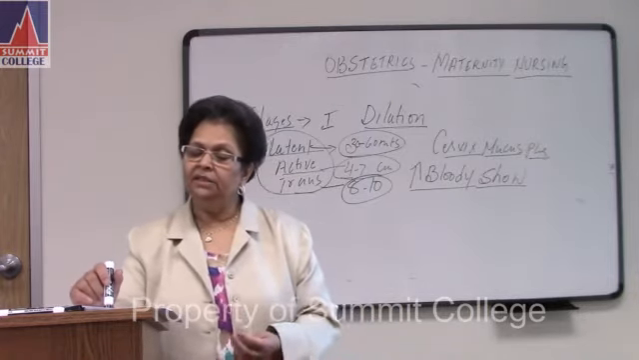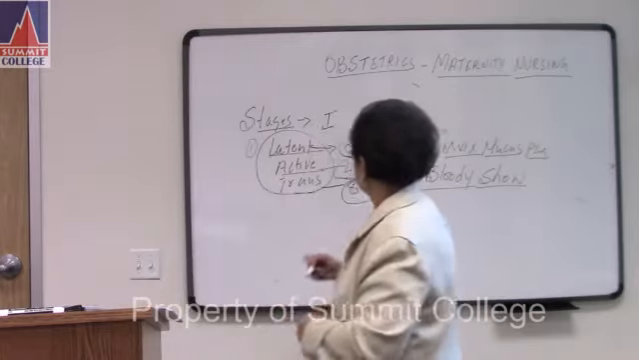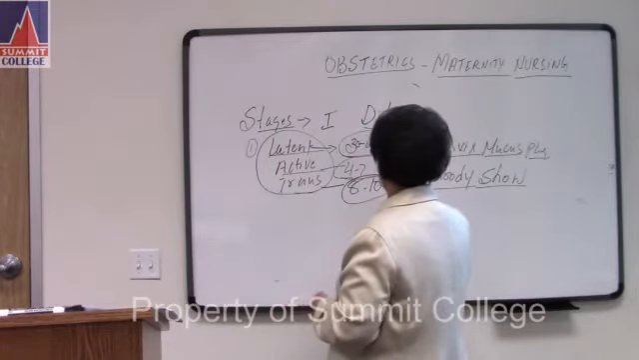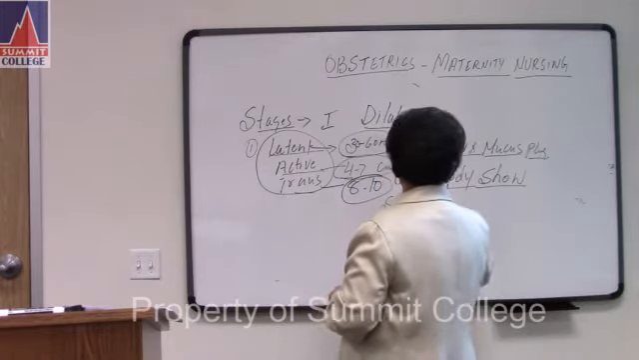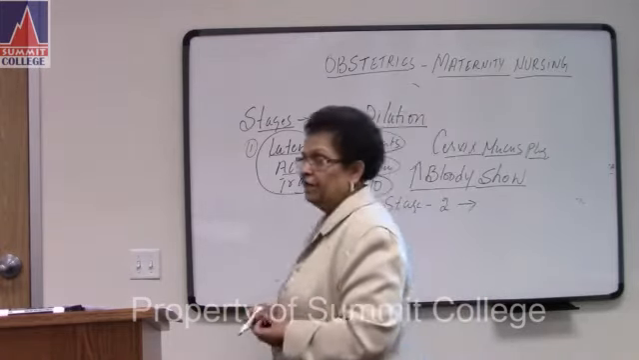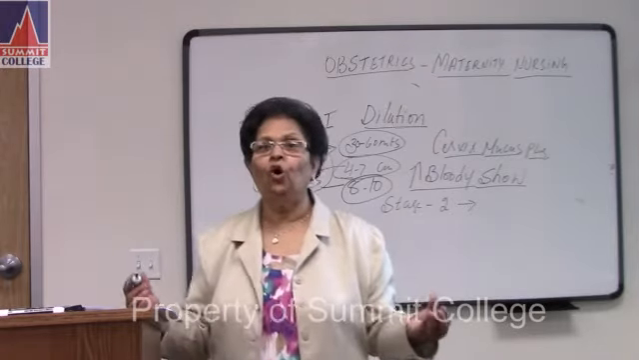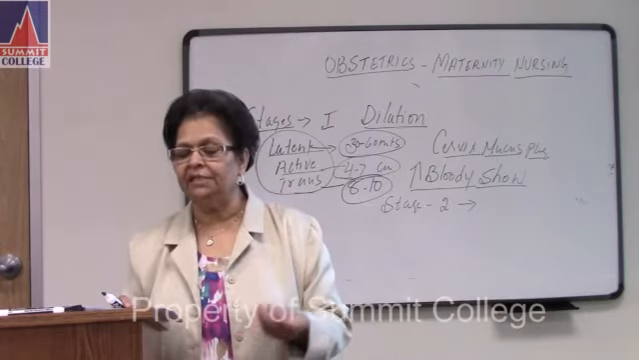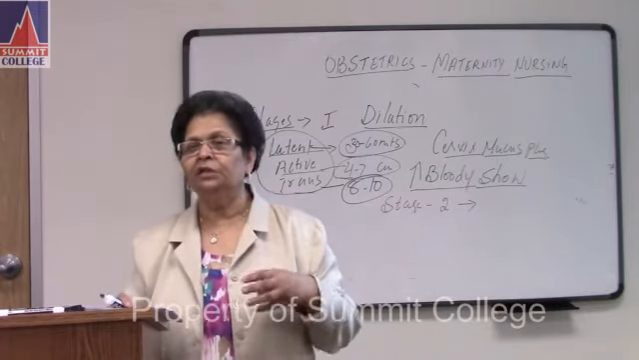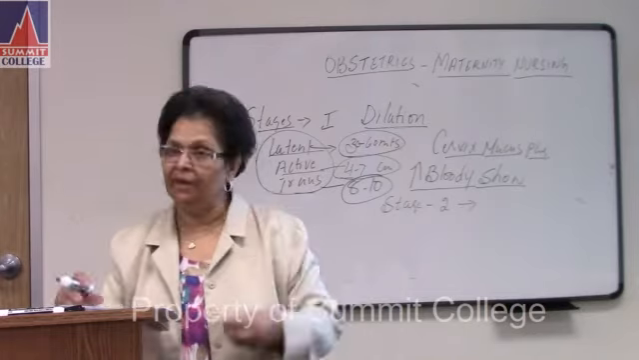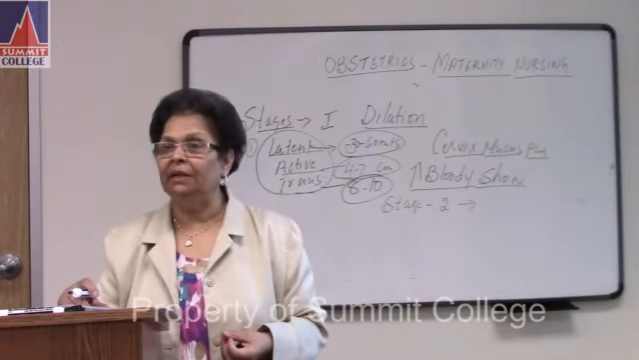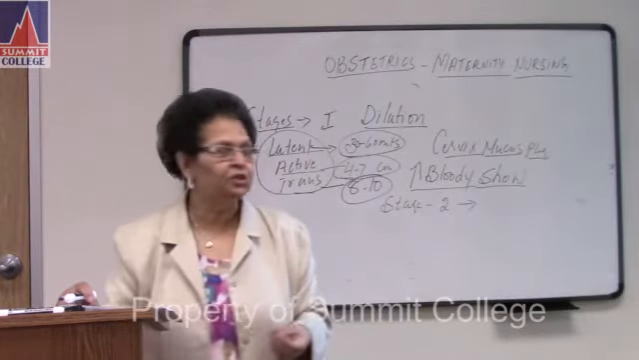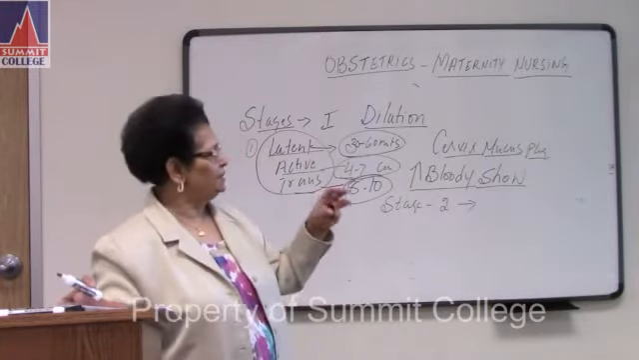What are the signs of stage 2? I want you to write down: increasing bloody show. In the second stage, when the baby's head is coming out, you can see the bulging perineum. The perineum is bulging and you can see the baby's head coming out. That's stage 2, when the baby's head is coming out.